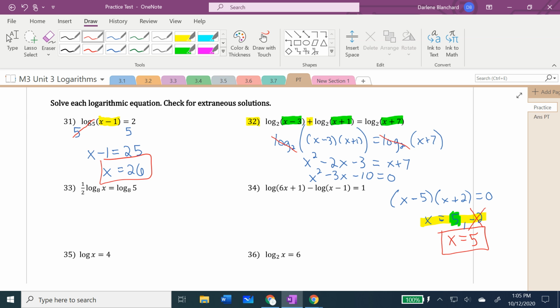Now, everybody look at 33. Is 33 condensed and ready to go? It is not. That 1/2 that is multiplied outside, everything needs to come inside a logarithm on each side of the equation. That goes into the logarithm by making it an exponent.